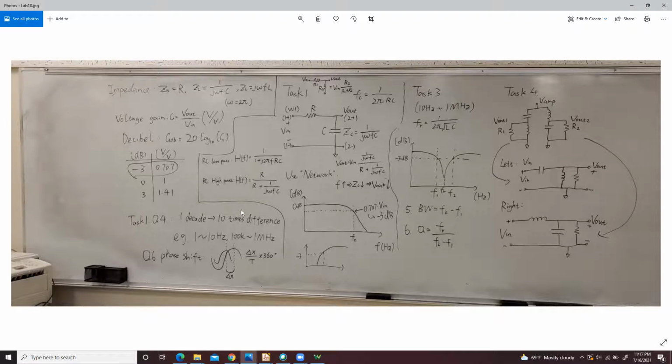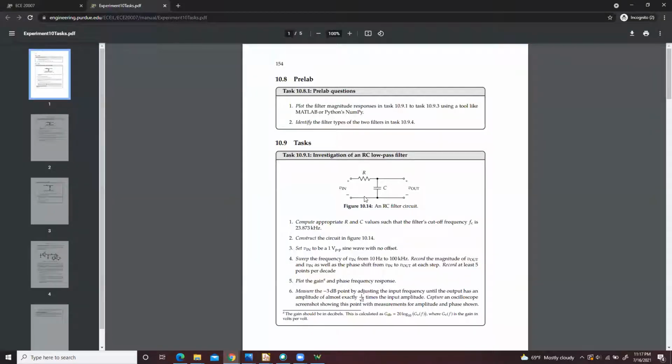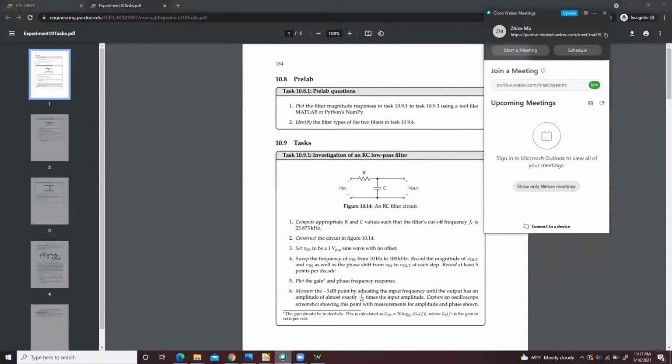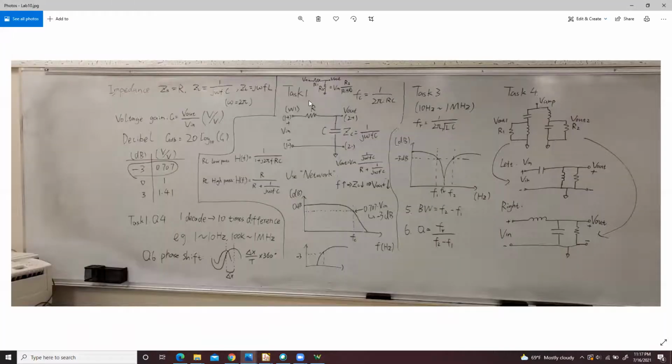Then let's talk about the first task. Task 1: you're going to build an RC low pass filter. It's simply a resistor in series with a capacitor, so the circuit will be something like this. You have the input, where you use a function generator to generate an AC signal. It will be connected to W1, and then you have the resistor and the capacitor in series, and here will be the ground.